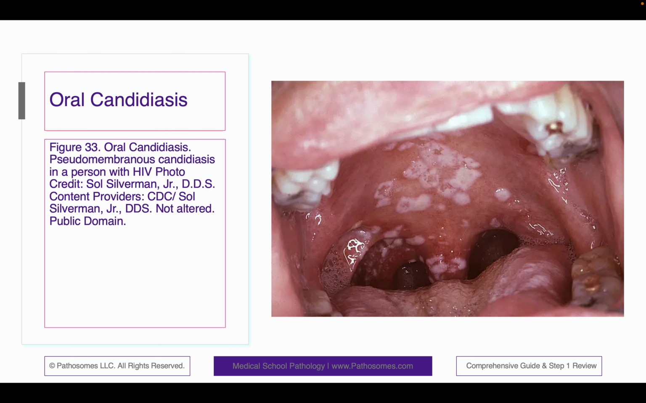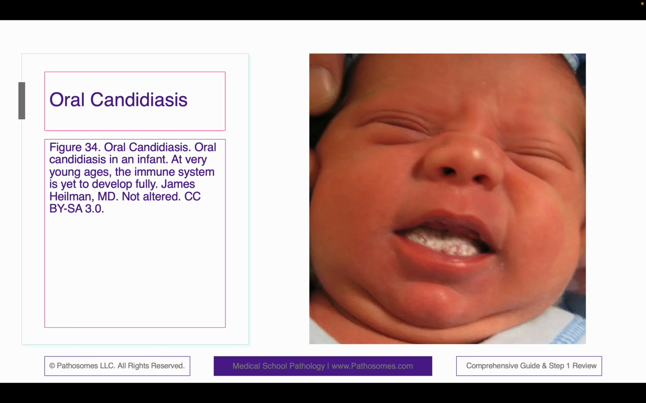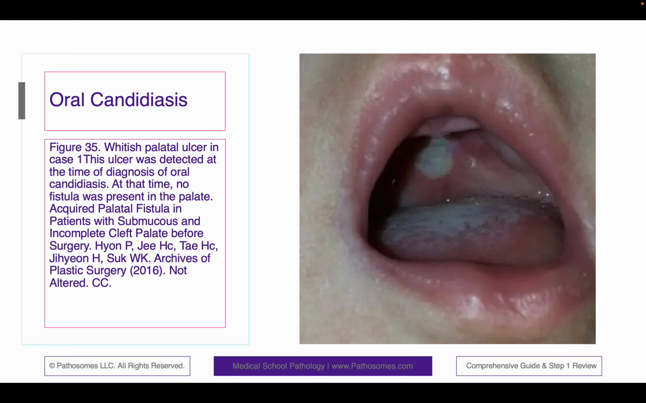And here we have an image of candidiasis affecting a patient with HIV. And here we have oral candidiasis in an infant with an immune system that's not properly developed yet. Now look at this whitish palatal ulcer that was detected at the time with the diagnosis of oral candidiasis.